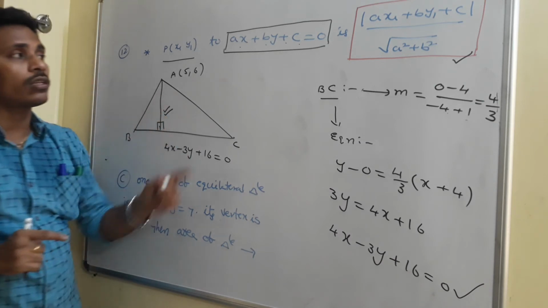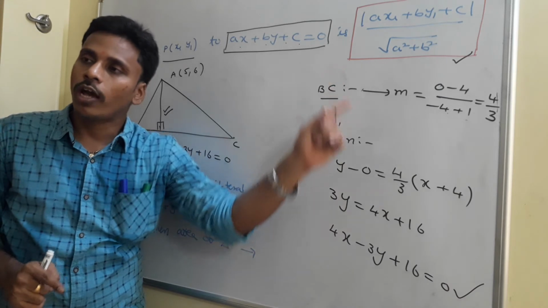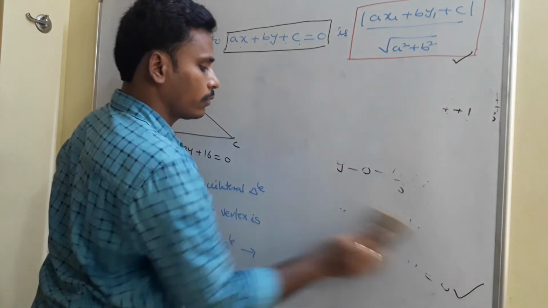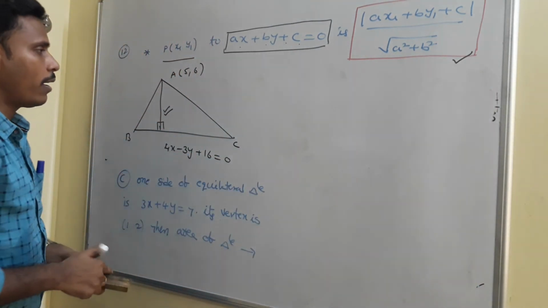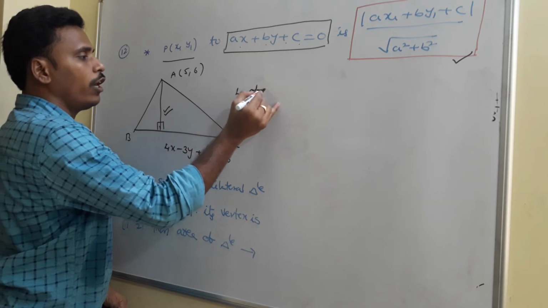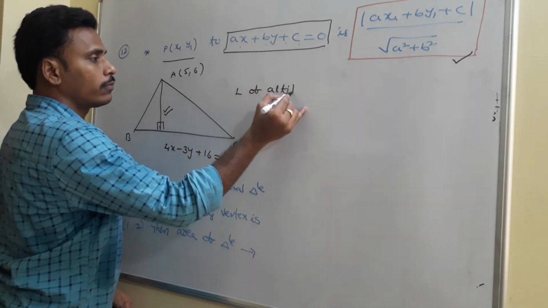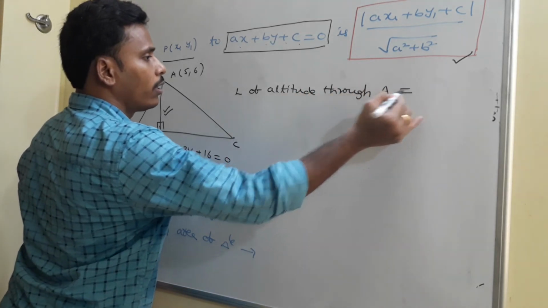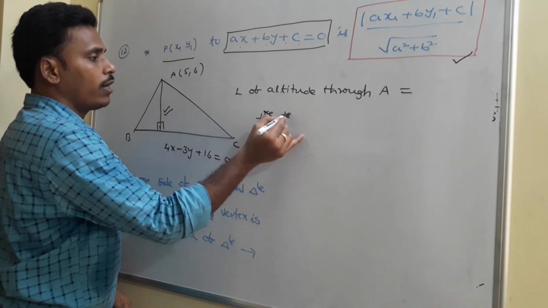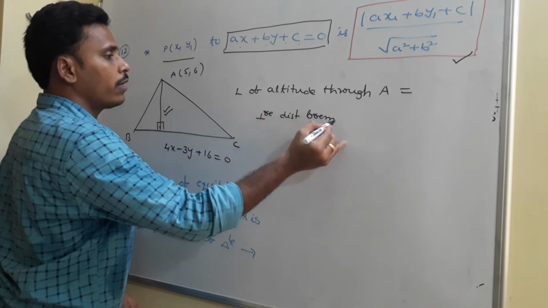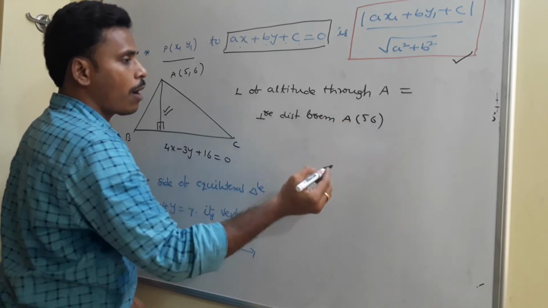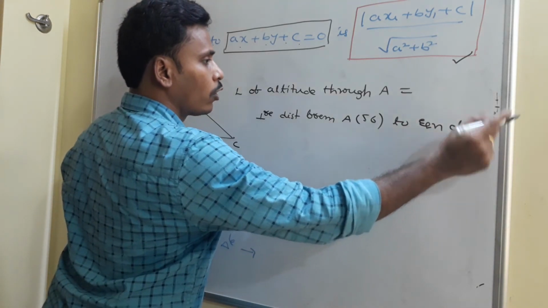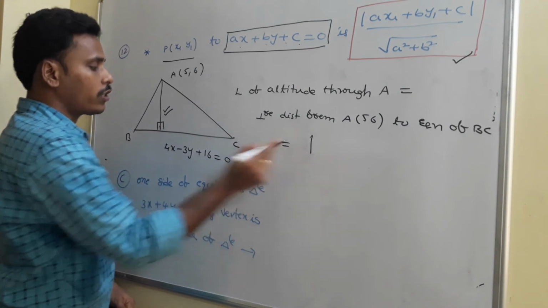So to find the distance using this formula, the equation of BC we need. So I found it like that. And now the length of the altitude through A. See that L represents length here itself. The length of the altitude through A is equal to the perpendicular distance from A, what is that A here actually, 5 comma 6, to the equation of BC. And that is equal to, the equation of BC is this.